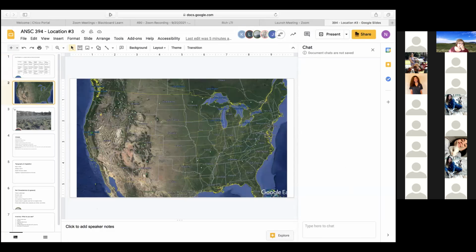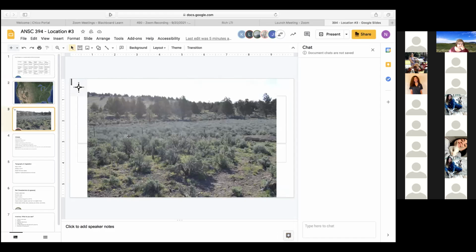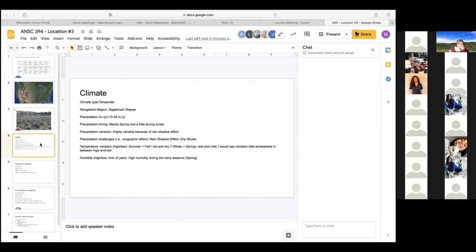And our region or place on the map that we did was in Oregon, like Northern California or Northern Oregon. And then it was sagebrush that we focused on. Okay, so in our region, we were looking at a temperate climate type with the region of, like my group member said, sagebrush steppe, which typically has precipitation of about 10 to 30 inches per year.